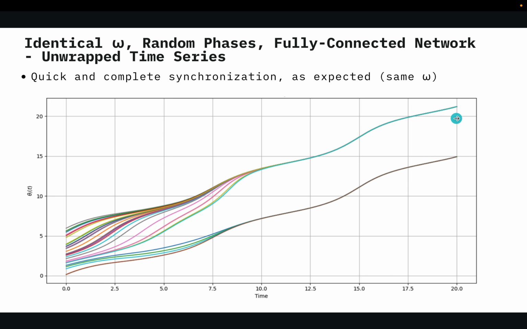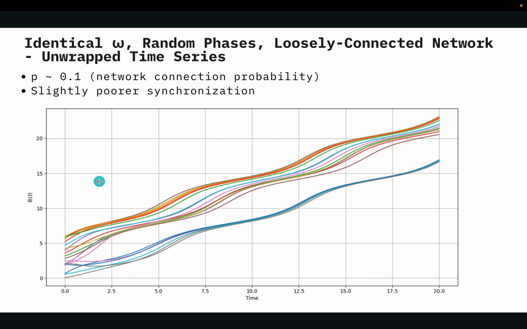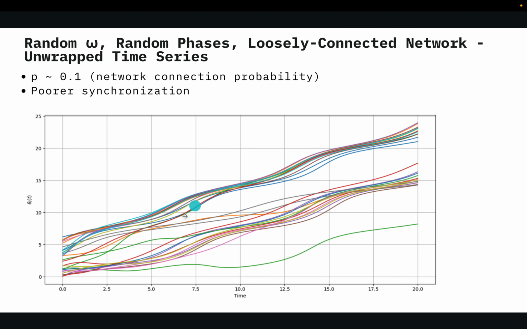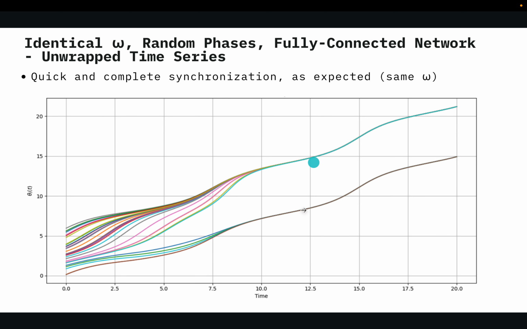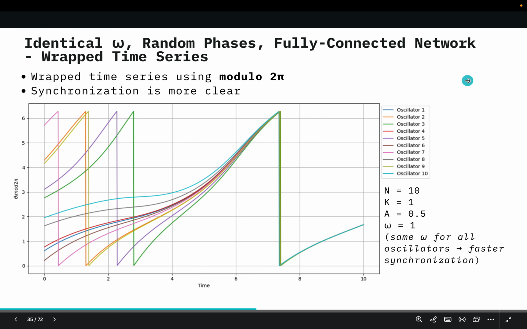This is just a plotting artifact. This is just a single line, it's not two lines. This difference is 2 pi, same thing we discussed. Now we have the same thing, identical omega and random phase, but although we have identical omega this time, we have a loosely connected network, and that's why after 20 time steps it's not synchronizing very well. It's still better than this because here omega was random, but it's not this clean synchronization, right? As you can see, it kind of makes sense.